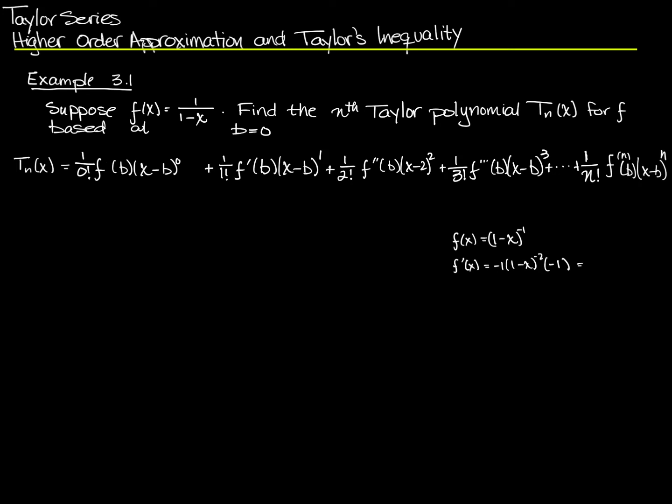That gives me positive 1 times 1 minus x to the negative 2. All right, now let's take the next derivative. The second derivative is going to be 1 times negative 2 times 1 minus x to the power of negative 3 times negative 1, again, because of the chain rule. So I have positive 2 times 1 minus x to the negative 3.